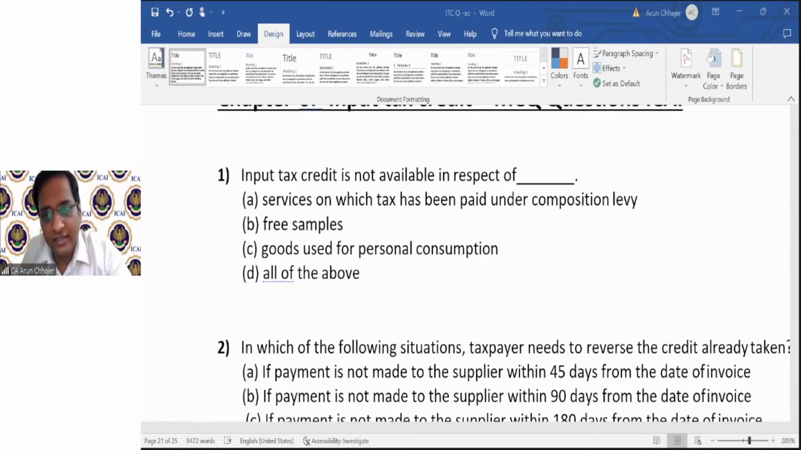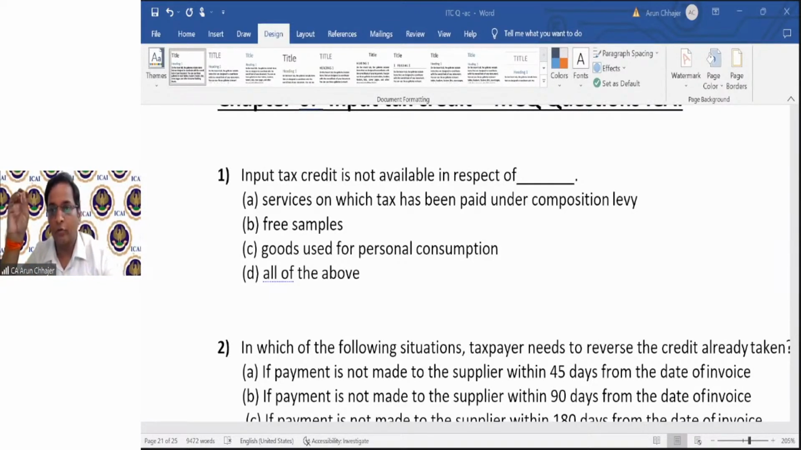मोहम्मद, रीजन इज 180 डेज में RCM इसलिए एक्सक्लूड किया बिकॉज इन केस ऑफ RCM यू आर नॉट पेइंग द टैक्स टू सप्लायर एंड सप्लायर इन टर्न पे द टैक्स टू द गवर्नमेंट. No, you are directly paying to the government, so they are not trying to create unnecessary burden on the recipient, because he is paying the tax, so he will be able to take ITC. So there is no role of the supplier, so they are not creating any reversal requirement of 180 days on the recipient.